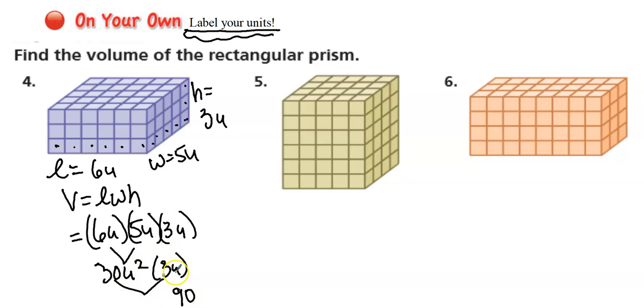Wait, now this is units to the 3rd power. Well, that's because there are 3 dimensions. So the volume is 90 cubic units. If you count all the cubes that it took to make this shape, there's 90.